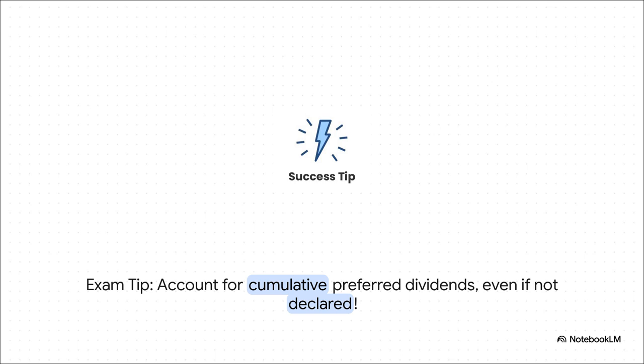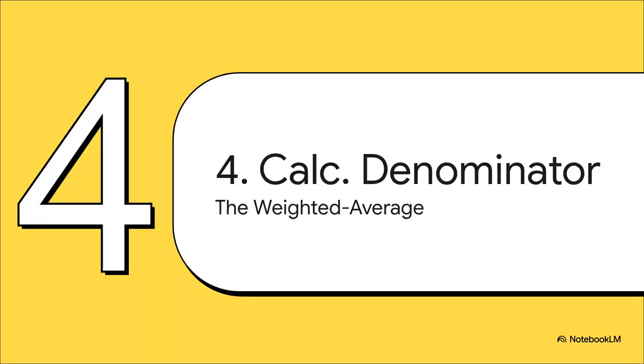Now, this is absolutely crucial, so listen up. For cumulative preferred stock, you must subtract the current year's dividends even if they haven't been declared yet. The company still owes that money, which means it doesn't belong to the common shareholders. This is a classic exam trap, so you've got to be ready for it. All right, with the numerator locked in at $854,000, let's tackle the denominator.